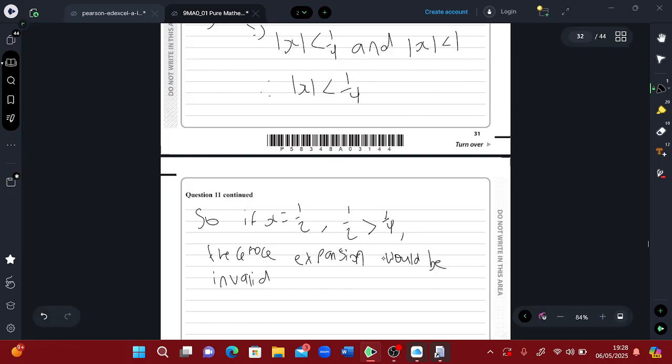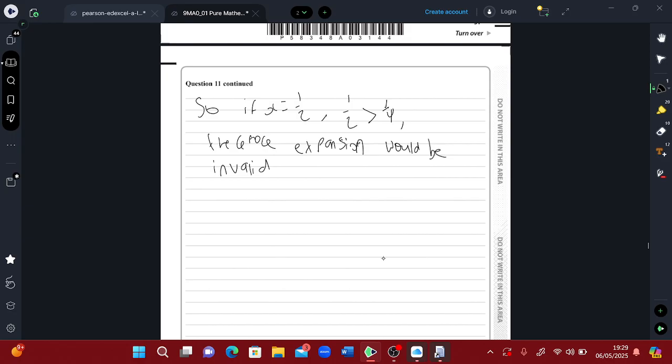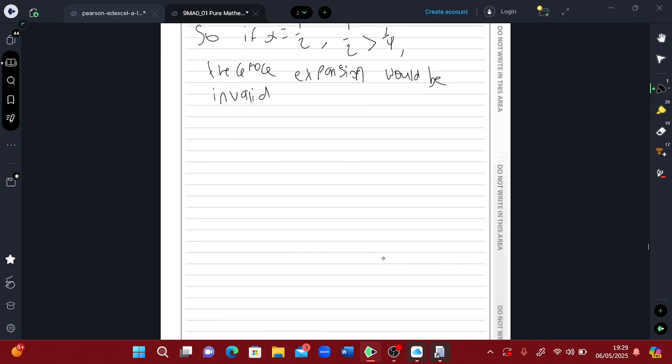So we have to make sure mod x is less than a quarter. So obviously that would mean x has to be between minus a quarter and a quarter. But a half is obviously outside the range. So we cannot use the expansion. Okay.